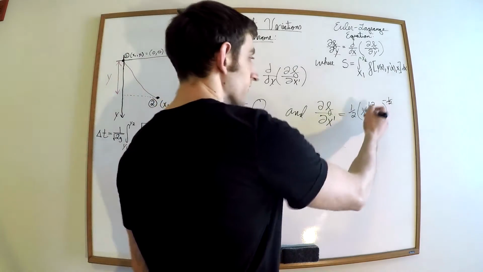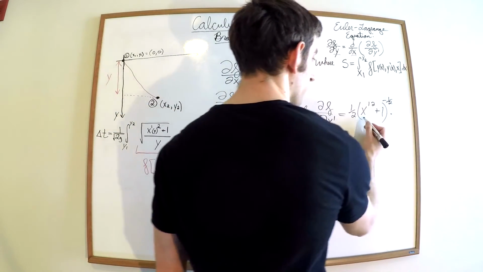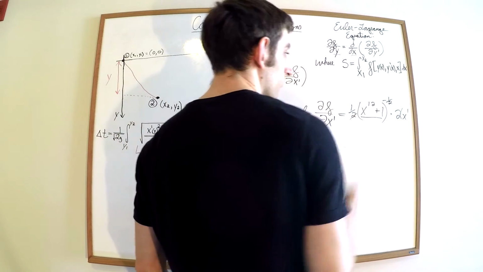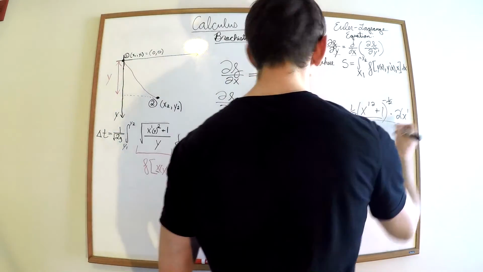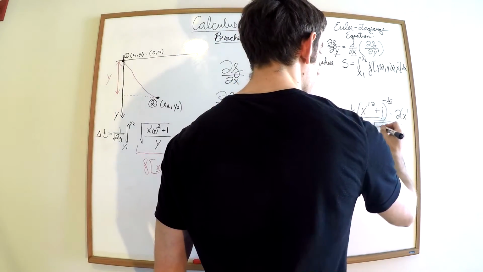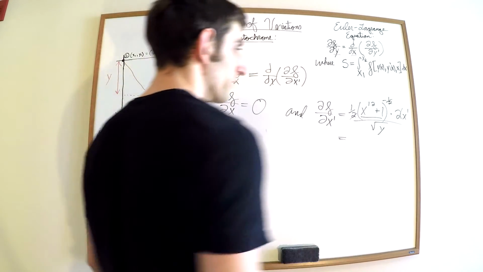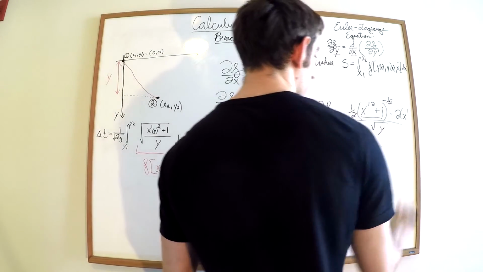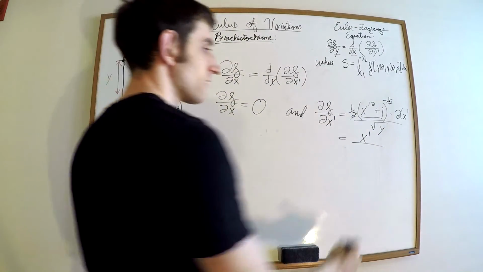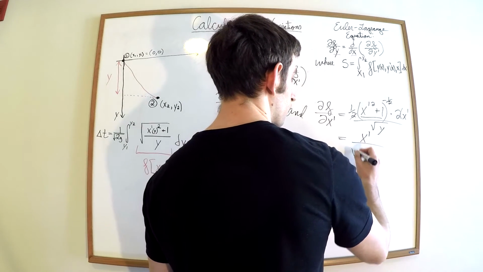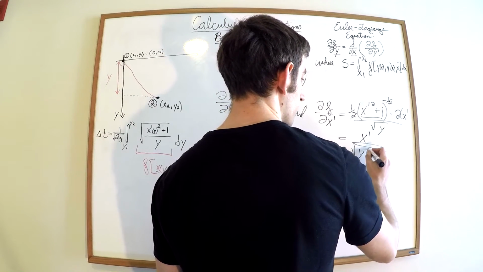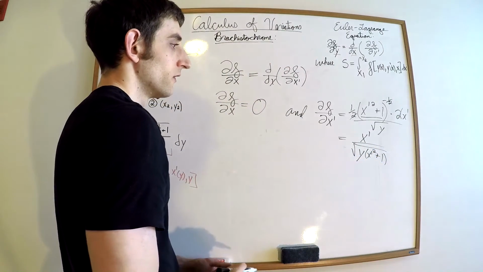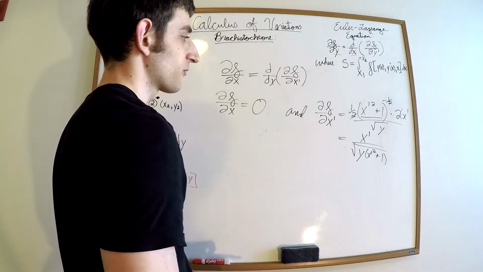Then the chain rule, derivative of the thing inside. So the derivative of this is 2x prime. So the 2's cancel, and we got to divide by the root y. What we end up with is x prime over square root y x prime squared plus 1. Okay? So that's the df dx prime we have here.